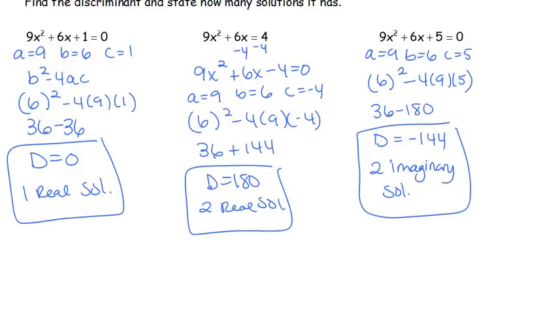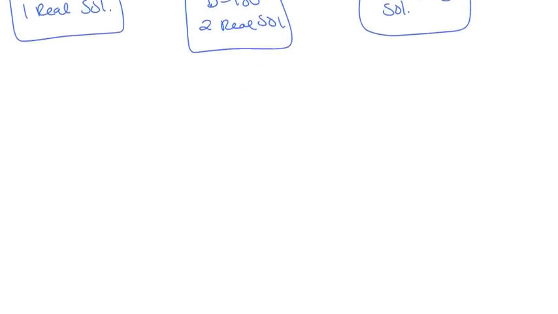Alright, so what I'm going to show you now is where the quadratic formula actually came from. So we're going to start with the quadratic equation in standard form, and we know that our quadratic equation in standard form is ax squared plus bx plus c.